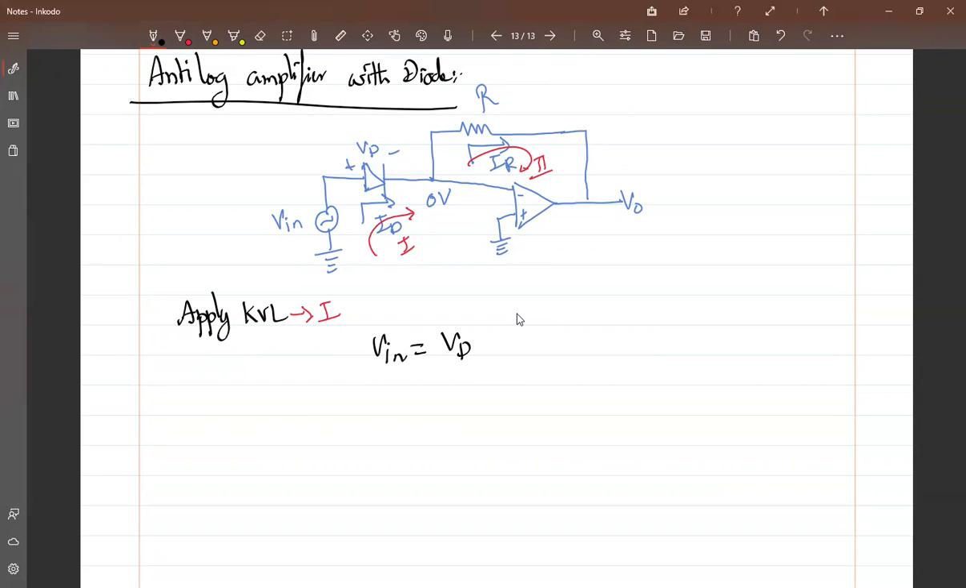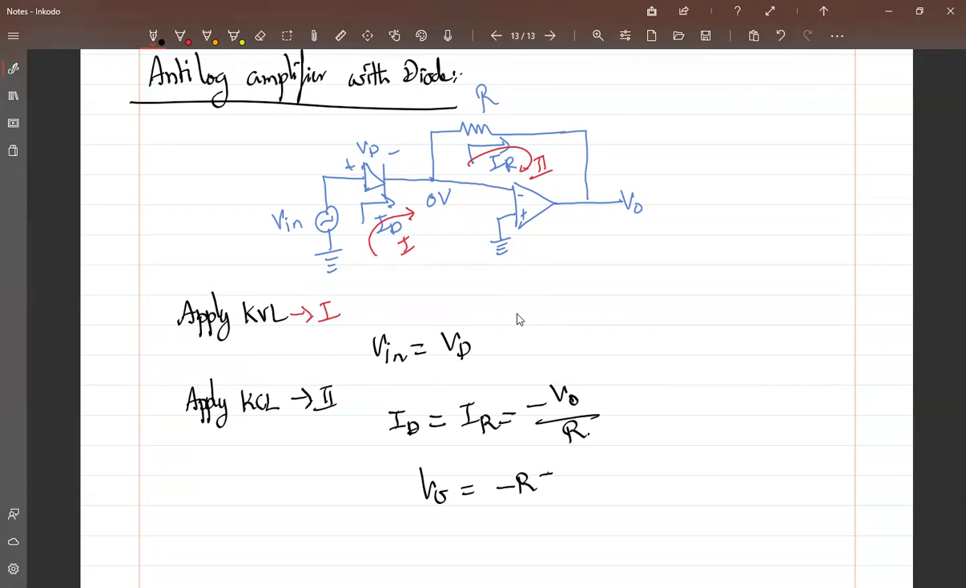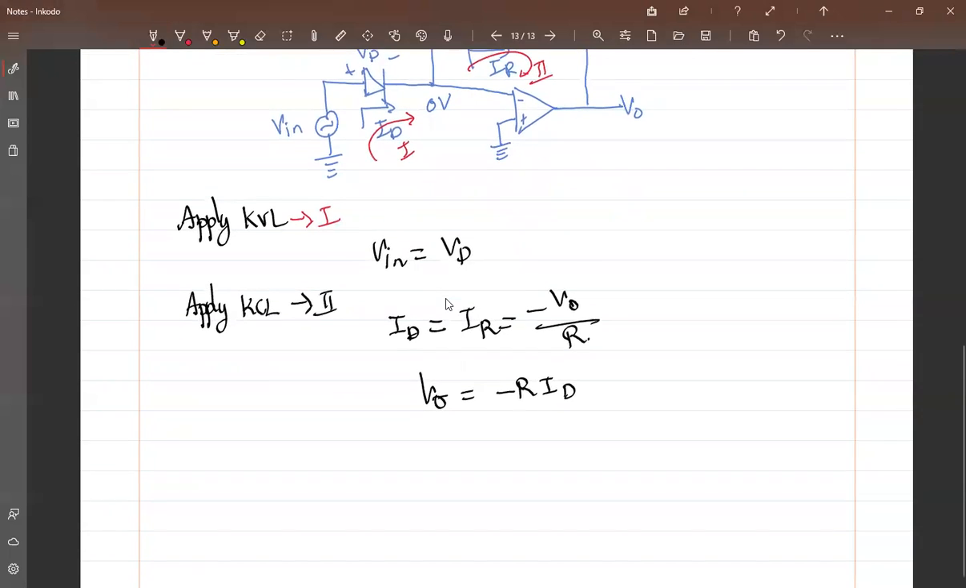If you apply KCL in loop 2, the corresponding current equation, that will be current only. So ID is equal to IR, which is equal to minus V naught by R, negative because of the inverting configuration. So we can write V naught is equal to minus R into ID. Considering this equation, we are going to frame the anti-log output voltage equation.